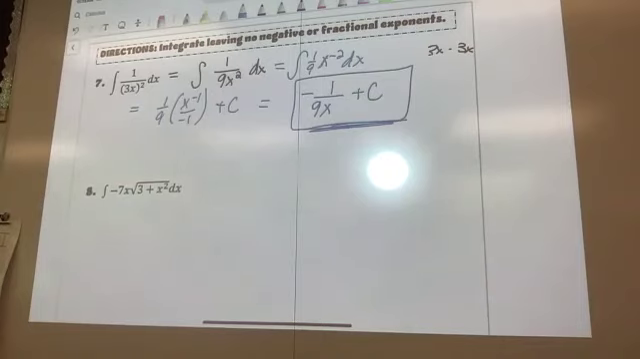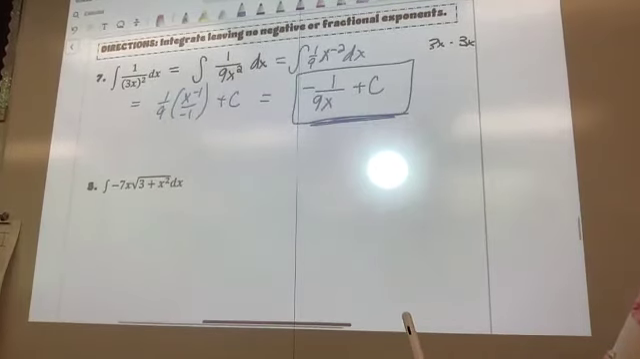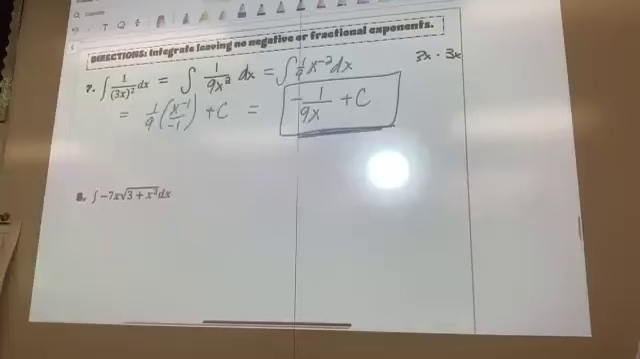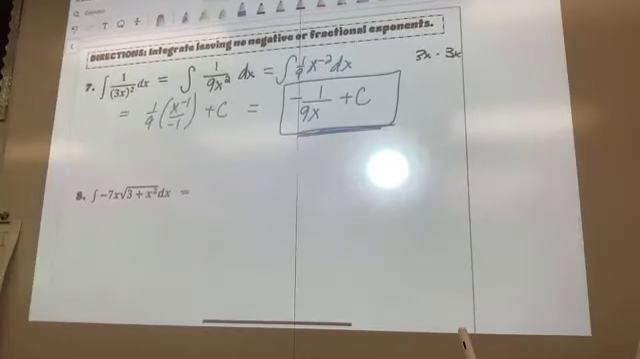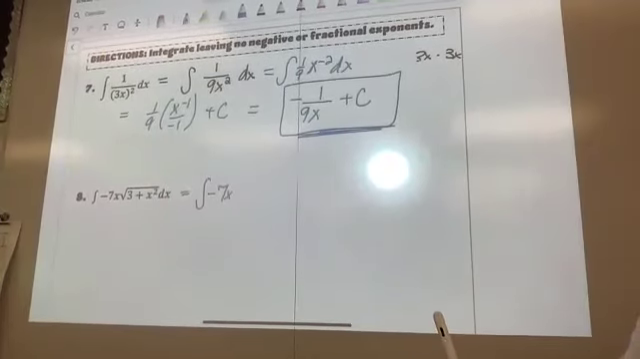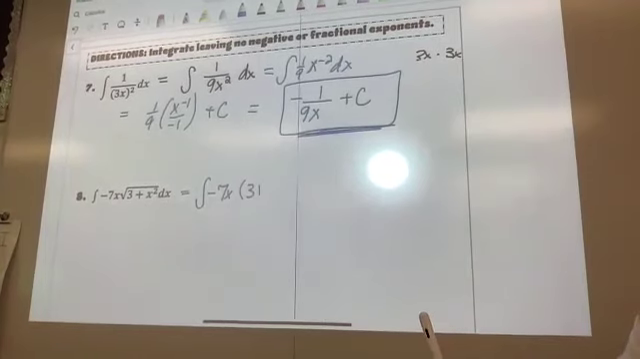Okay, take a look at number 8. This one is a little tricky. It's a little bit of a more tricky constant. Okay. So, let's rewrite any radicals. So this becomes negative 7x times the quantity 3 plus x squared to the 1/2 dx.